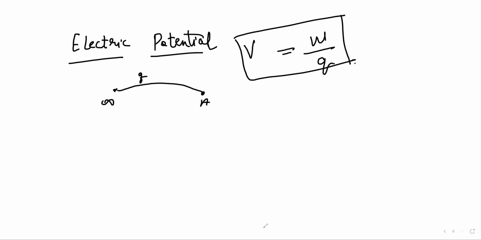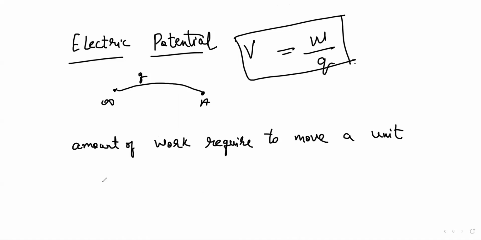Understood this one? If I give it in definition form: the amount of work done needed to move a unit positive charge. Unit means one charge. Can you remember this definition? Can you write that definition? Amount of work required to move a unit charge.